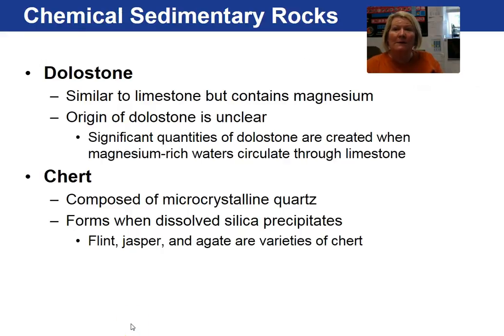There are other chemical sedimentary rocks besides limestone. Dolostone is related to limestone. It has magnesium along with calcium and bicarbonate. Chert is composed of microcrystalline quartz, very, very small grains of quartz. Examples of different varieties of chert include flint, jasper, and agates.